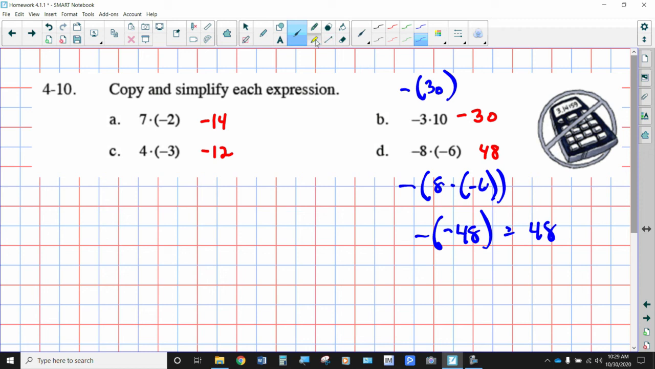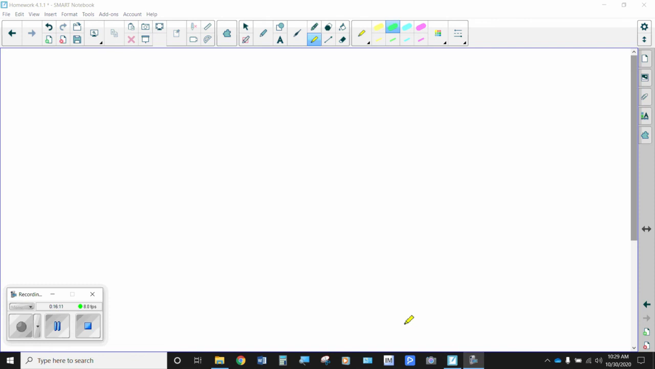So in these three instances, you are multiplying two numbers together with different signs, and so your answer always ends up being a negative. And in this situation, you're multiplying two numbers together that have the same sign, so your answer is going to be a positive. And that concludes our homework for today.